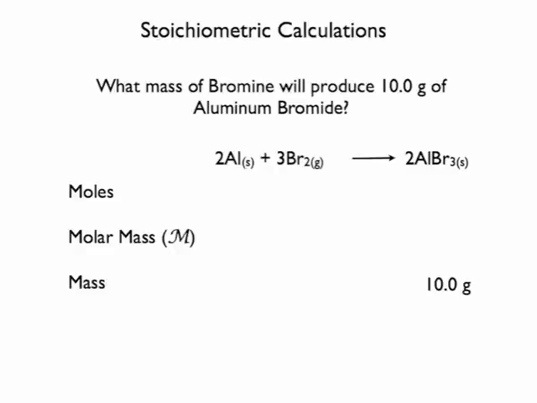So you're given 10 grams of aluminum bromide, and you want to find what mass of bromine. You also are going to need to find how many moles. Because your mole ratio of 3 bromine to 2 aluminum bromide is for moles, not for mass, you're going to have to calculate the number of moles. In order to do that, you need to know the molar mass for both compounds. Go ahead and pause the video, calculate the molar mass for bromine and aluminum bromide, and fill it in on that middle row of the table.